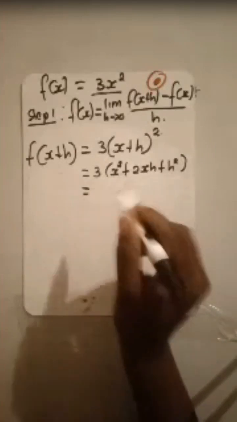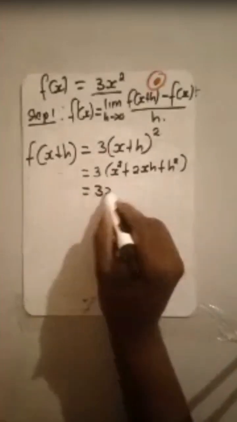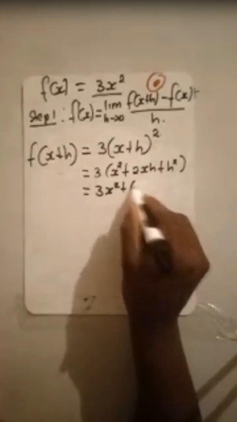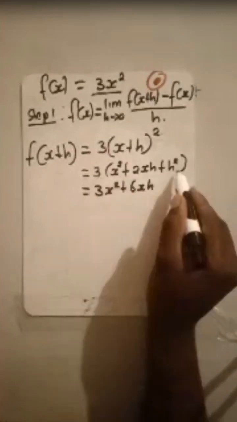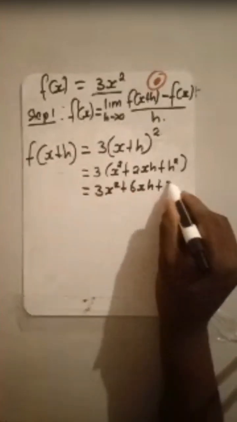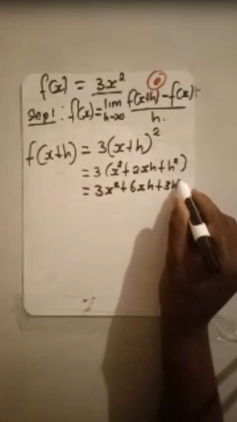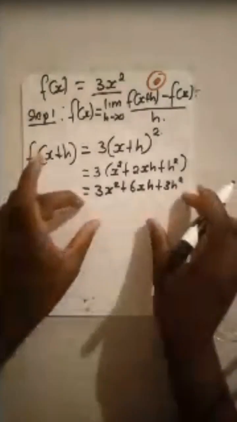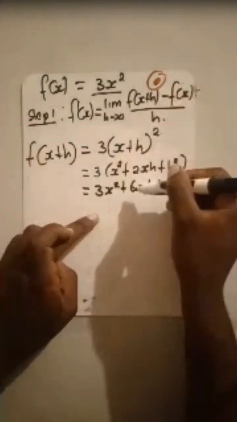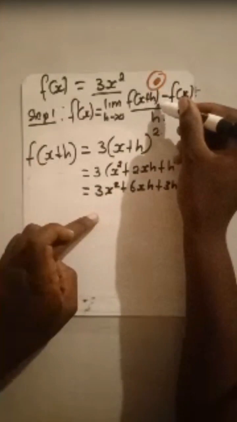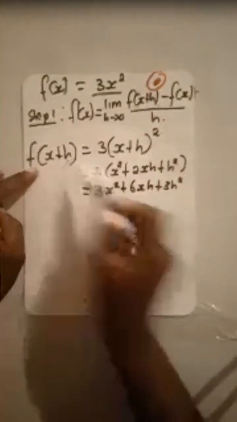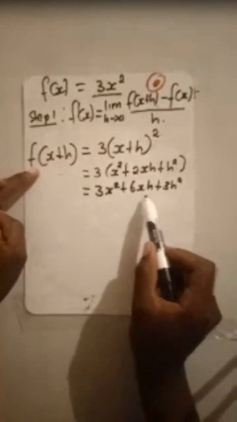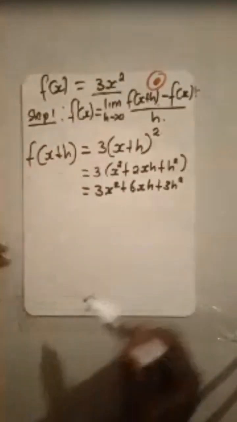So 3 times x squared, we get 3x squared. 3 times 2xh, we get positive 6xh, then 3 times h squared, we get positive 3h squared, like that, right? So now we are done with that expansion. We are done with f of x plus h. Now we know that f of x plus h, when it's expanded, gives us 3x squared plus 6xh plus 3h squared. Right, we go back.